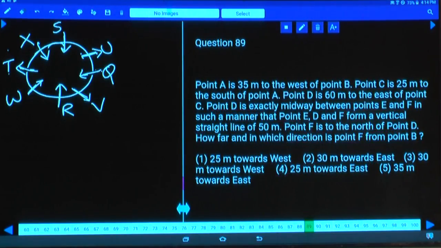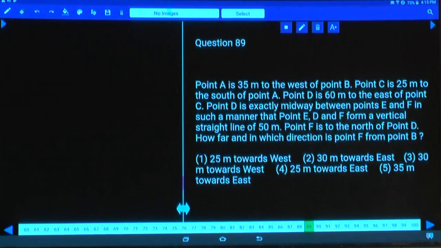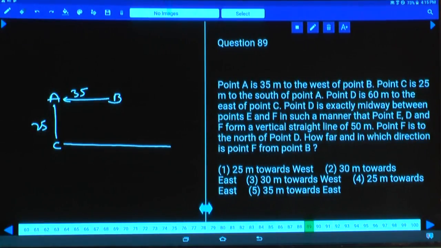Now in this question number 89, and these two questions are based on directions. Question number 89. A is 35 meters to the west of B, B is here and A is here. A is 35 meters to the west of B and C is 25 meters to the south of A. D is 60 meters to the east of C. D is somewhere here and this is 60 meters to the east of C.